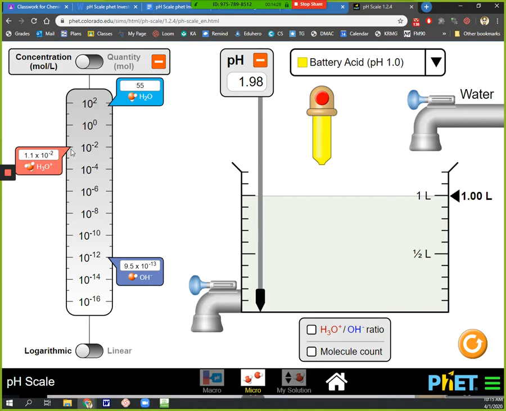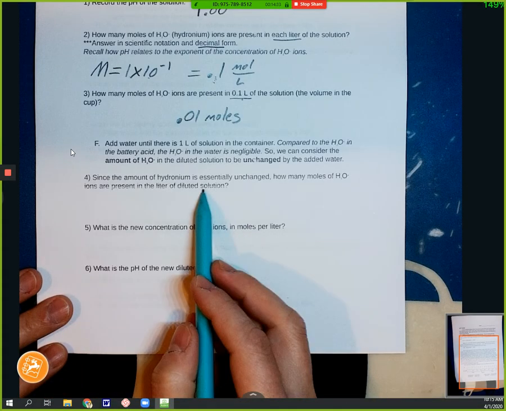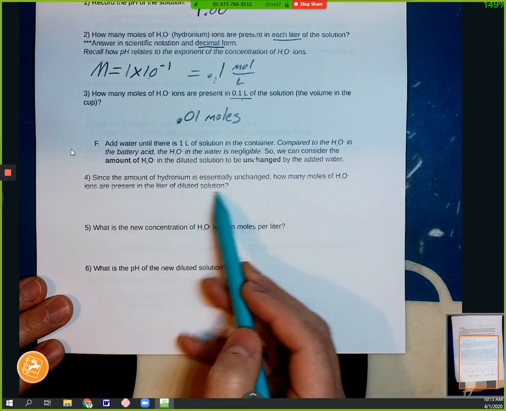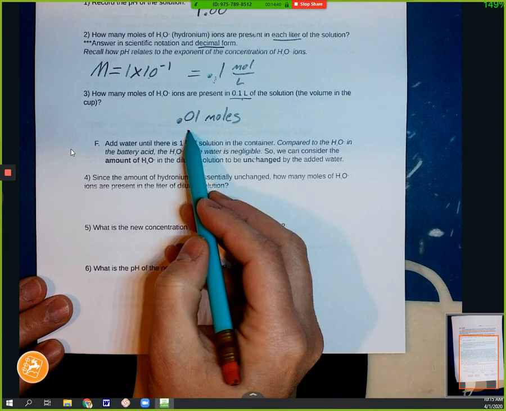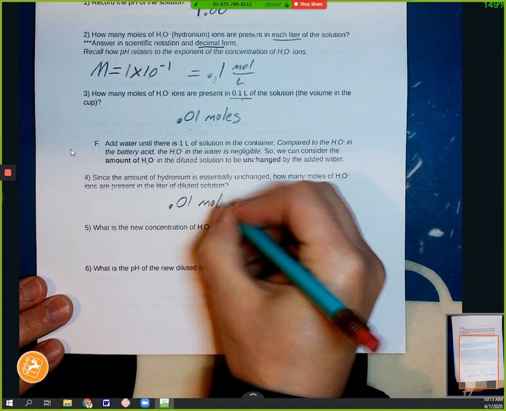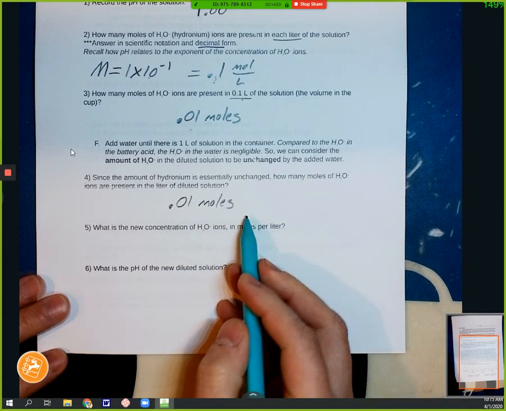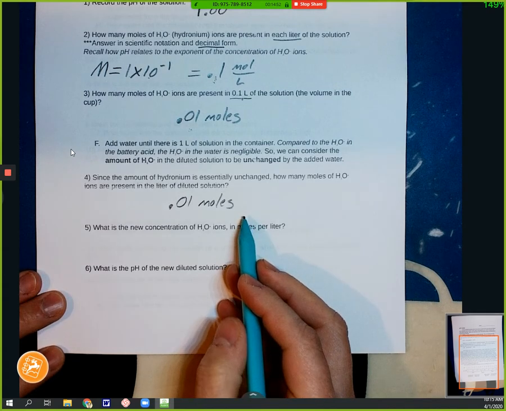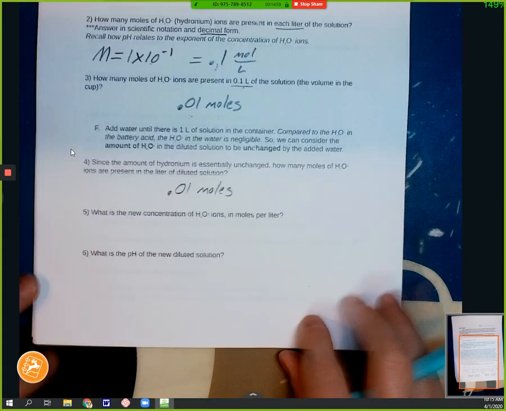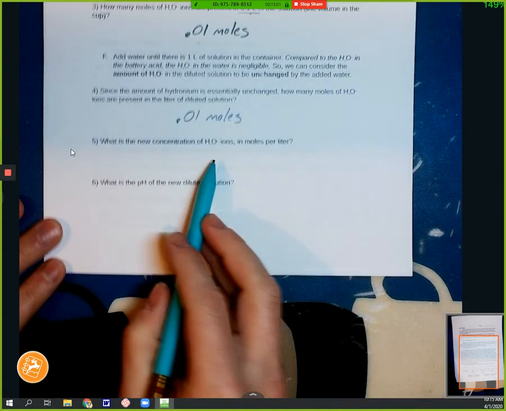Question 4 says, since the amount of hydronium is essentially unchanged, how many moles of H3O ions are present in the liter of diluted solution? Well, we had 0.01 moles a minute ago. That hasn't changed, so we still have 0.01 moles. All we've done is we've diluted it. All we've done is added more water to make the concentration compared to the entire thing lower. Okay, what's the new concentration of H3O ions in moles per liter?